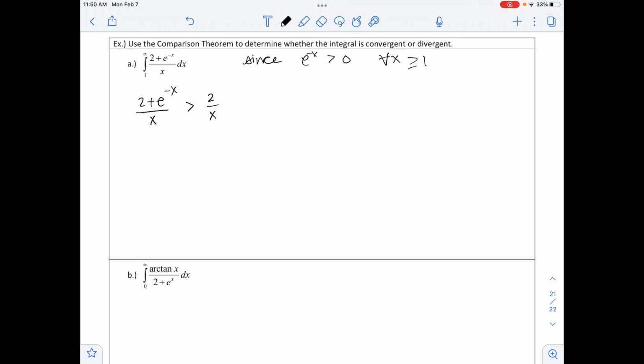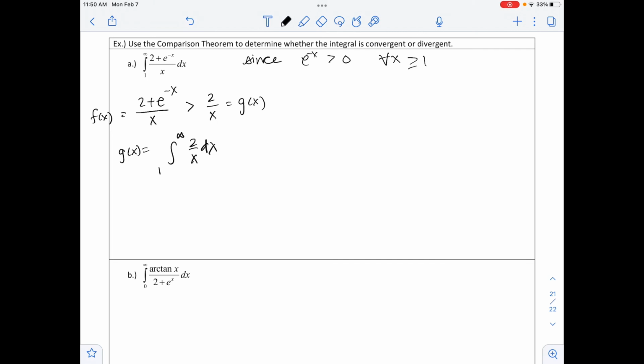And so up above, using the comparison theorem, it says that f of x and g of x, where f of x is greater than or equal to g of x. So I'm going to call this first one f of x since it's greater, and the second one g of x since it's less. And so I'm going to go ahead and take my g of x, and I'm going to integrate it from 1 to infinity. So this is going to be 2 over x dx.